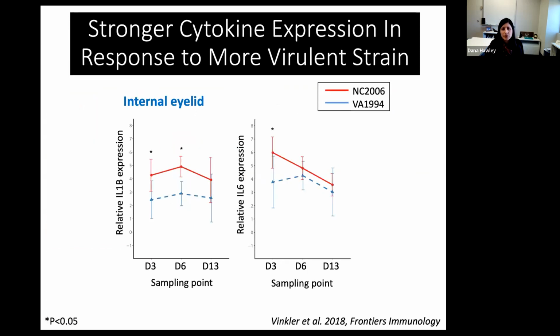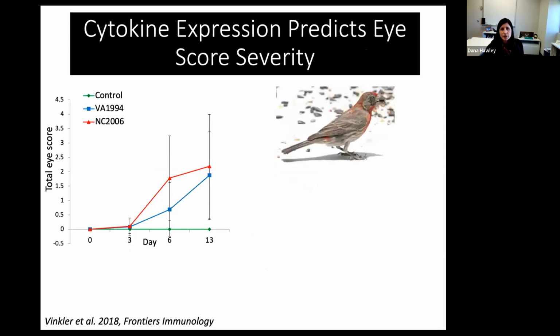Just to give you the takeaway, we found that these more virulent strains cause higher cytokine expression for almost all of the cytokines we looked at. Here, I'm showing you IL-1 beta and IL-6, which are both, particularly IL-1 beta, pro-inflammatory cytokines. Particularly early on in infection, we found this pattern where the more virulent strain causes significantly higher cytokine expression relative to a less virulent strain.